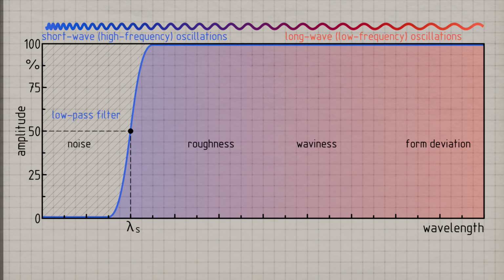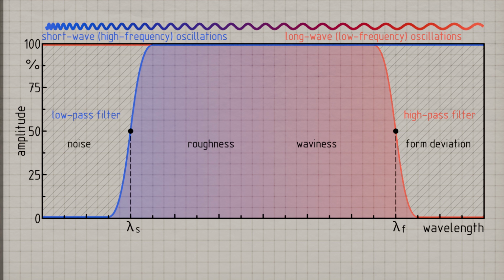Similarly, the low-frequency signals caused by form deviations of the surface are attenuated using a Gaussian filter starting from a cutoff wavelength lambda f with a high-pass filter. These two cutoff wavelengths are usually uncritical because they are relatively far apart and can be well separated. More difficult to define and at the same time of central importance for the reproducibility and comparability of roughness measurements is the threshold between roughness and waviness, as the transition is always gradual.